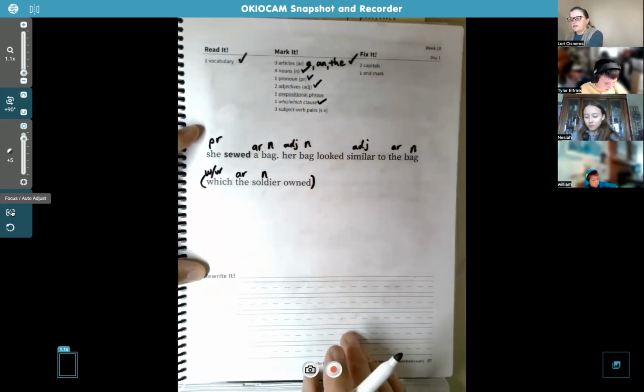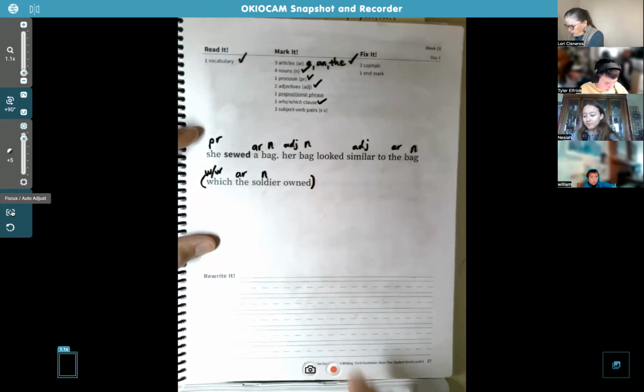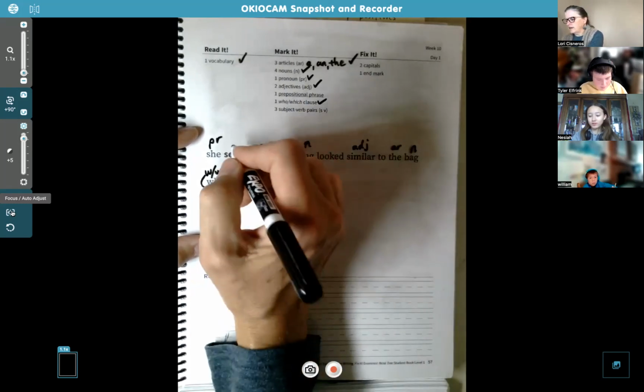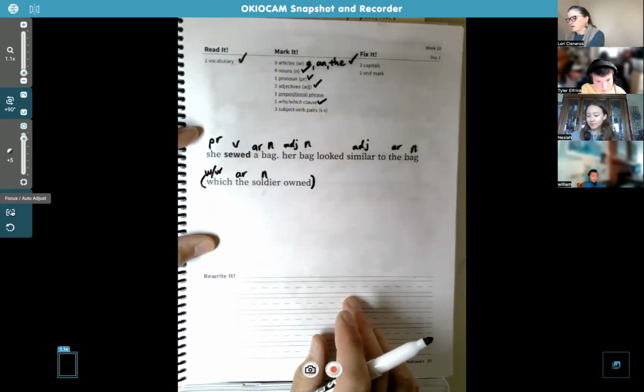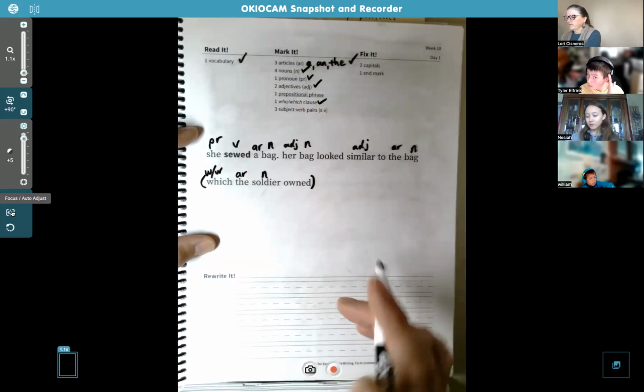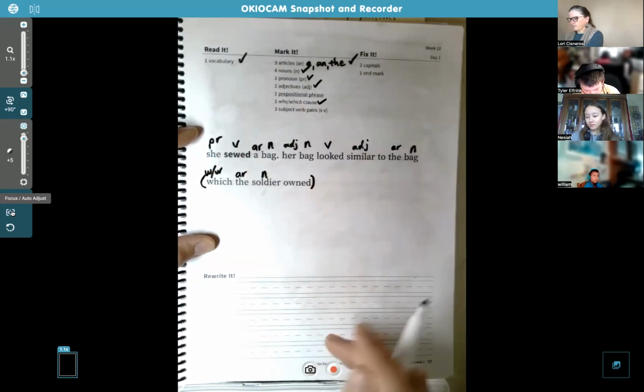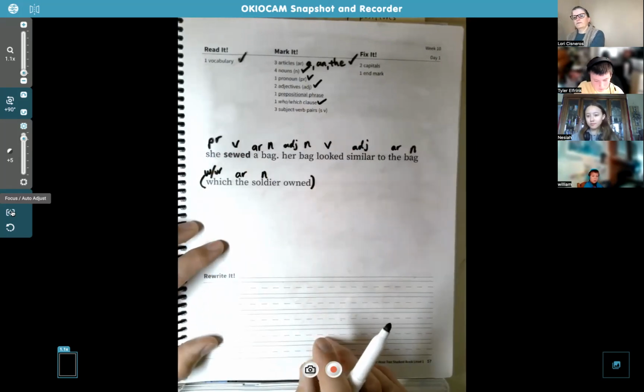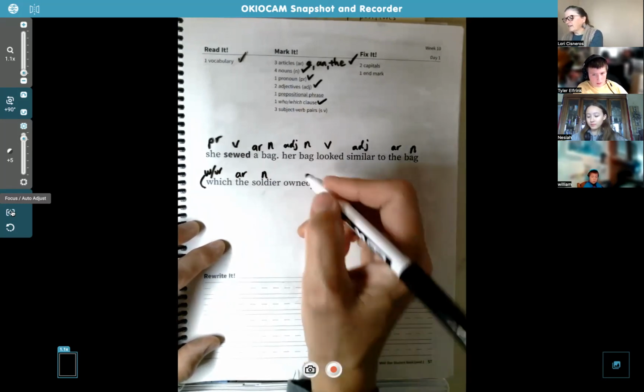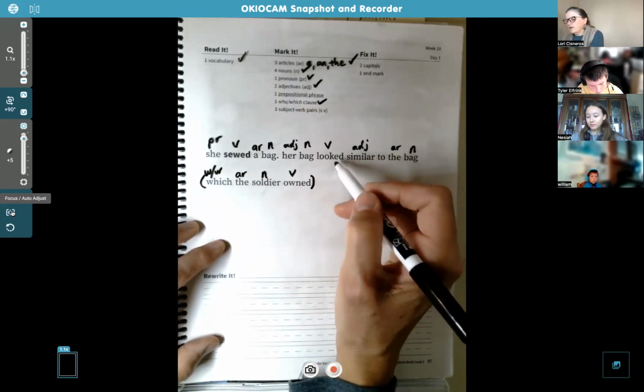That's good. Now back to Nasaya. What about the verbs? We have 1, 2, 3 verbs in here. Those are the action words. Sewed. Yes. Looked. Yes, good. One more. Owned. Yes, good. So looked is one of those linking verbs.